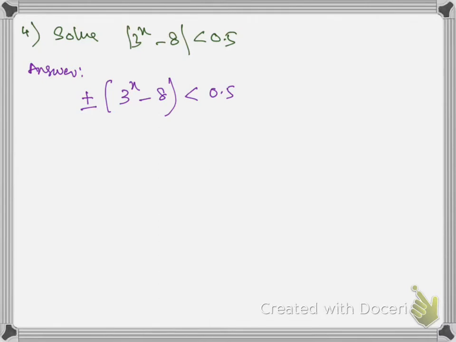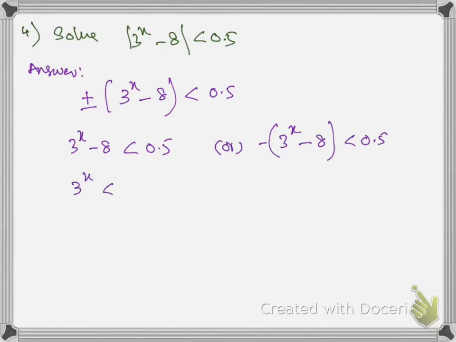So we have two possibilities now. With the positive sign, we have 3 power x less than 8.5. With the negative, this is very important. While shifting the negative to the other side, make sure you change the sign. We always change the sign of inequality whenever the unknown has a negative sign, like in this case. Now we have 3 power x greater than 7.5.